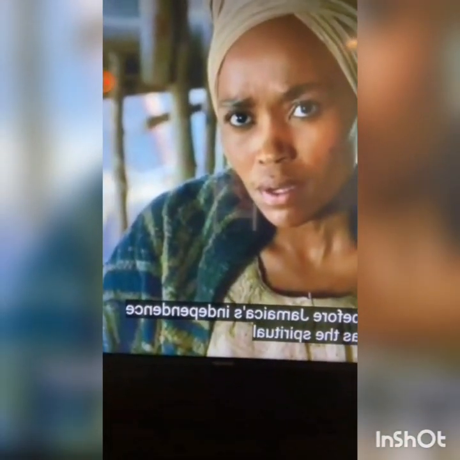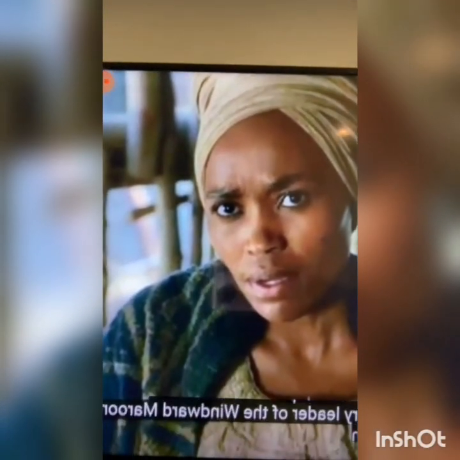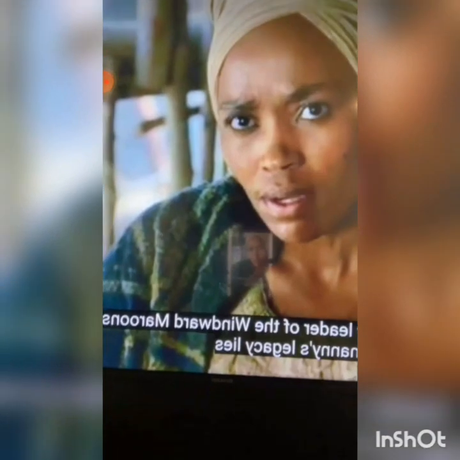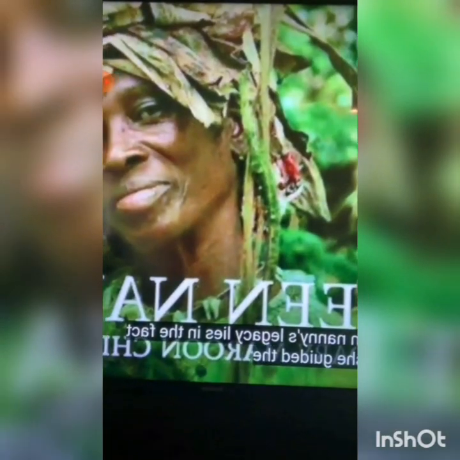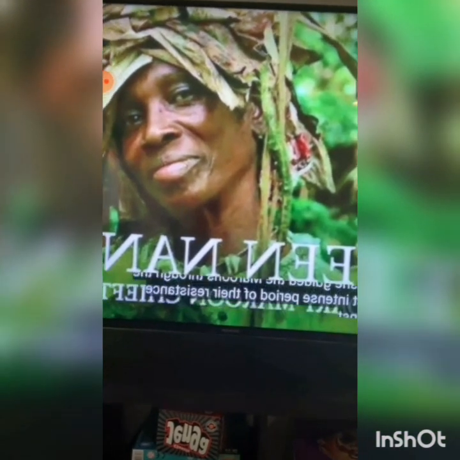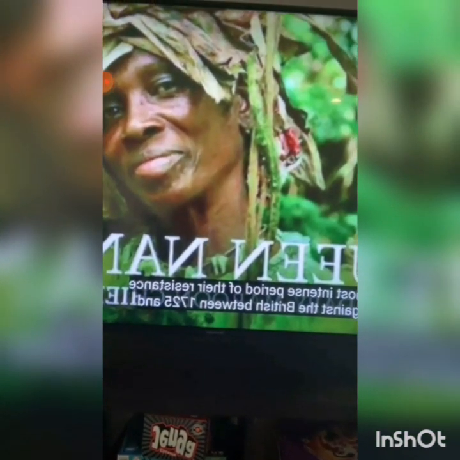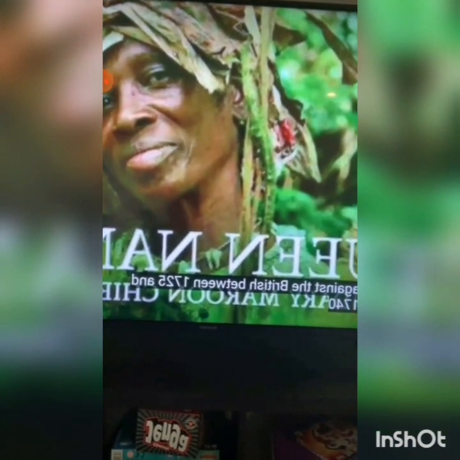She was the spiritual, cultural, and military leader of the Windward Maroons. Queen Nanny's legacy lies in the fact that she guided the Maroons through the most intense period of their resistance against the British between 1725 and 1740.